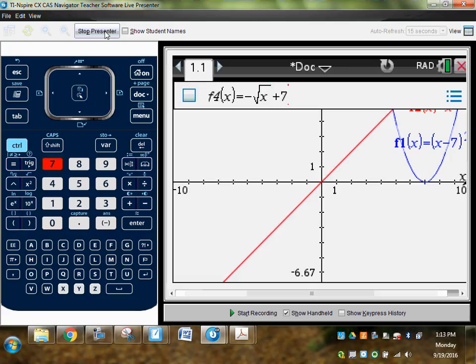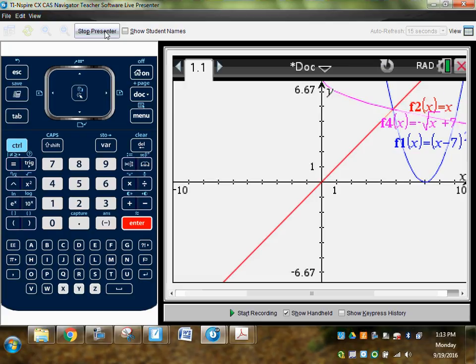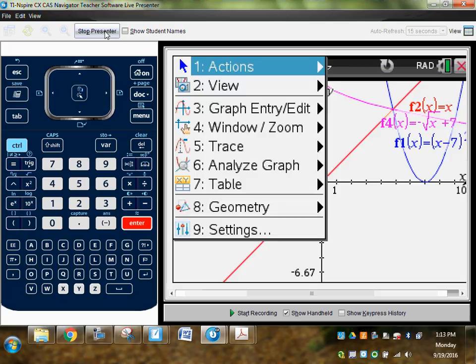Now, you're not going to see the inverse directly. Let's go in, please, to menu. We need to adjust our window, which means I'm going to go to 4.